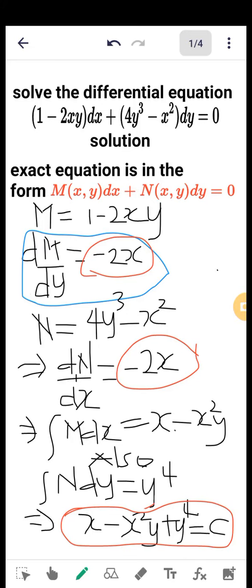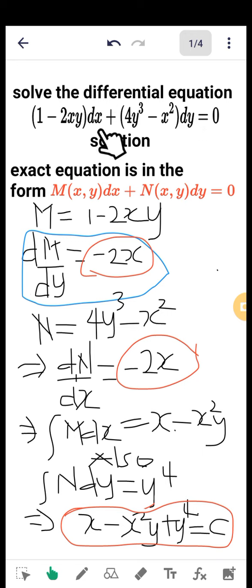Okay, so we are solving the problem (1 − 2xy) dx + (4y³ − x²) dy = 0. So this is an ordinary differential equation, and it is an exact equation.